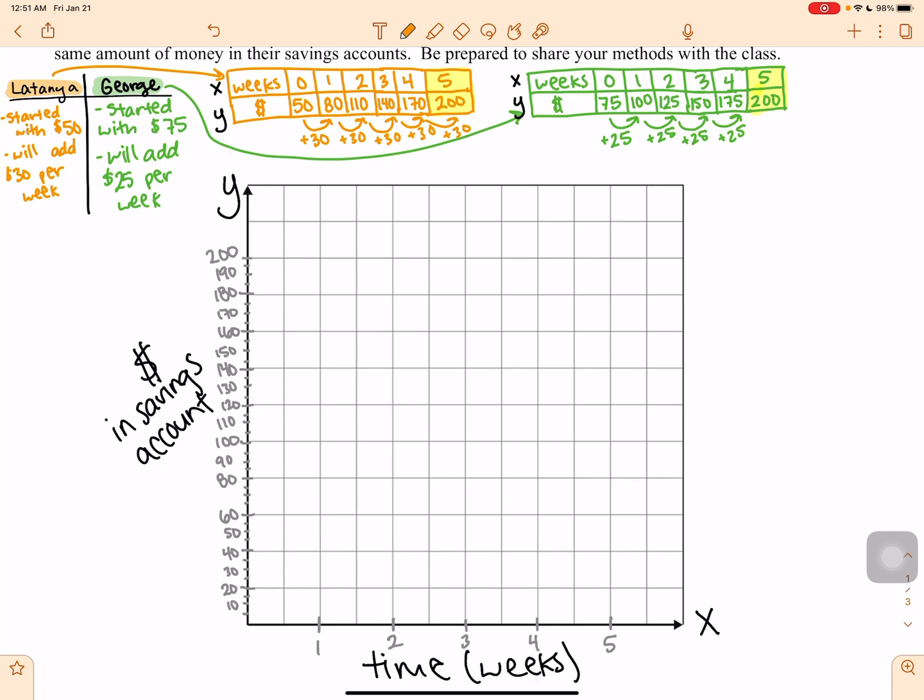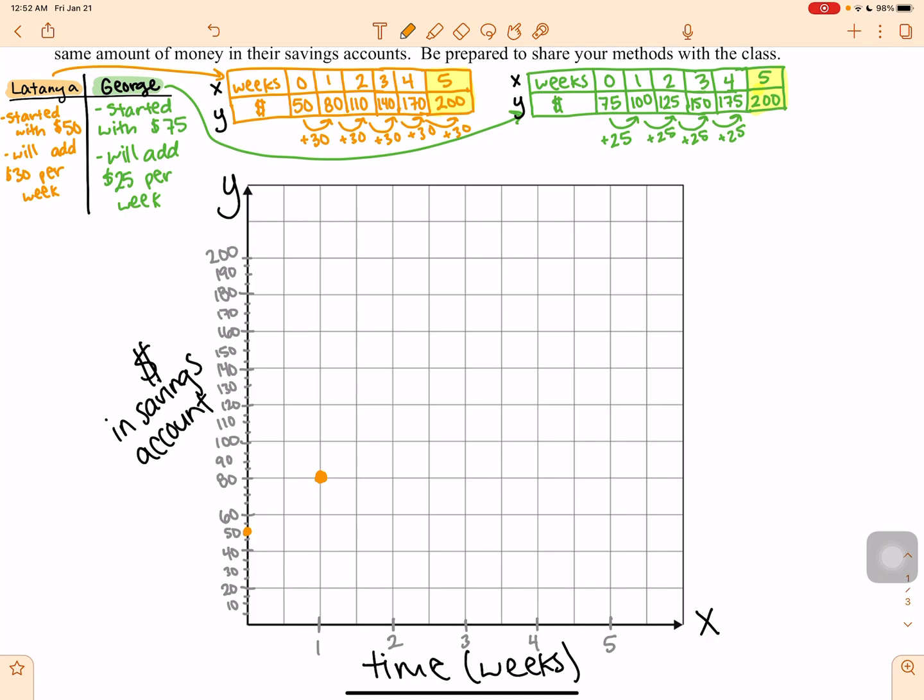So Latanya started with $50. So at week 0, so this right here would be week 0, she has $50 in her bank account. Now she's going to add $30 each week. So at week 1, she's going to have $80. So I'm going to plot a point right there at 80. 1, 80. That's that point.